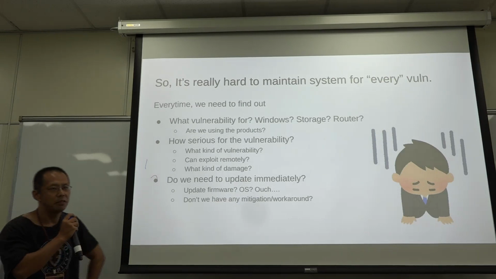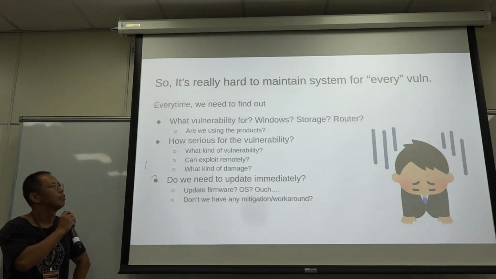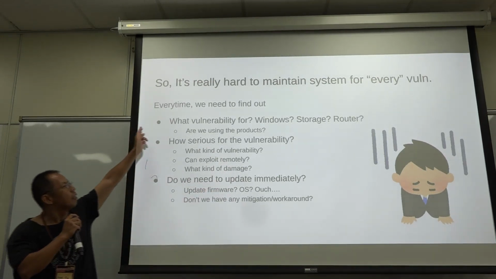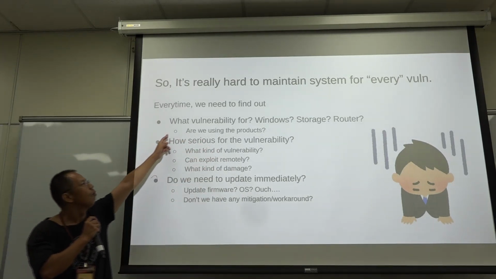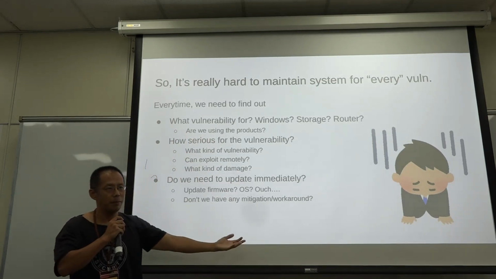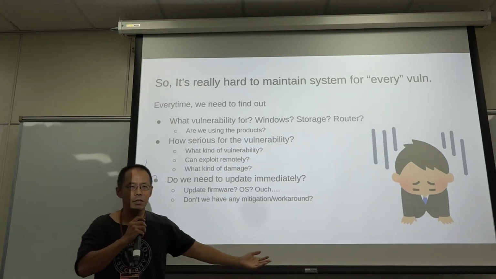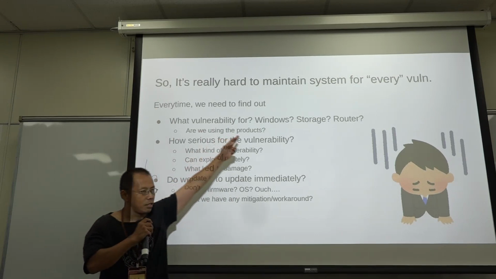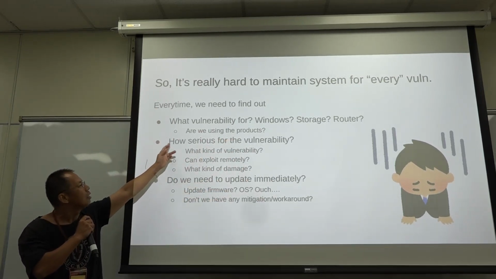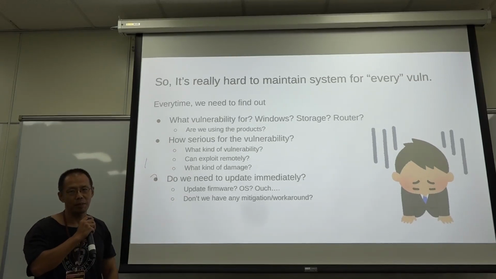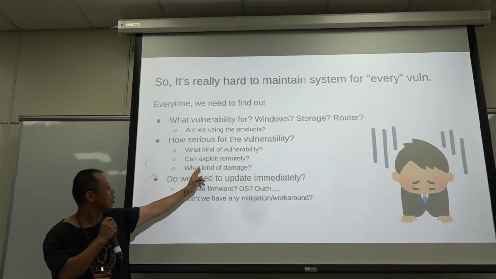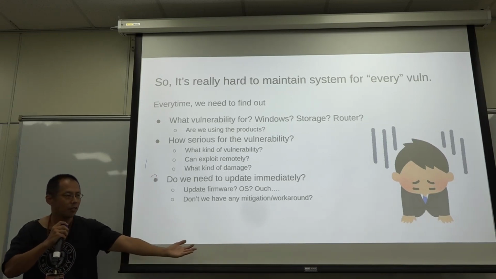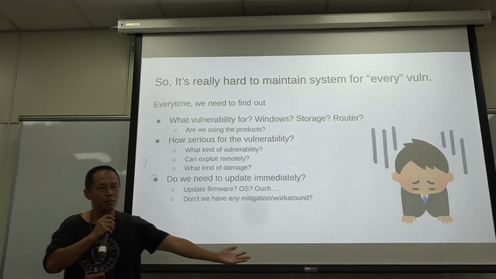So it's really hard to maintain systems. If you are tracking every vulnerability, then every time you need to know what the vulnerability is for, like Cisco routers, storage, HP, Microsoft, Linux, anything, right? Every time you need to check what the vulnerability is, and the second is a serious problem. How serious are the vulnerabilities? What kind of vulnerabilities are they? Can we exploit it remotely? If it's a remote exploit, you can use the vulnerability from remote.